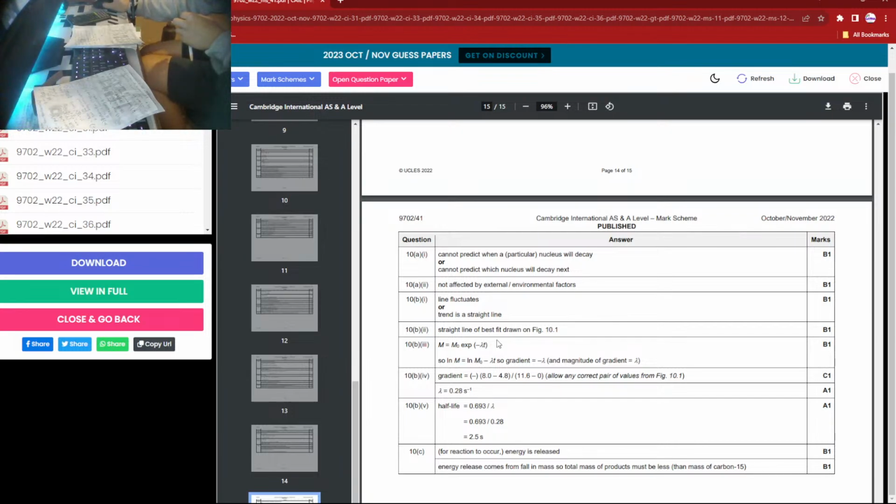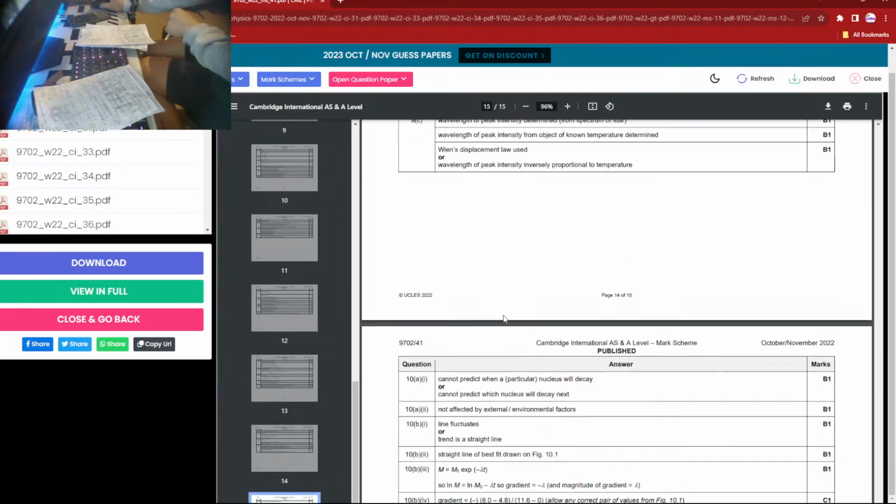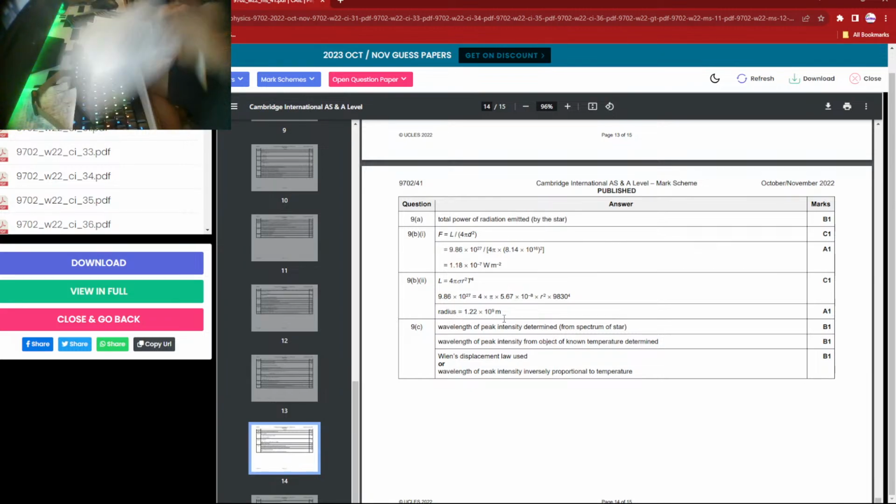Wait. I guess the line fluctuates. Okay. Means that it's random. So not affected by external environmental factors. Okay. Cannot predict when a particular nucleus will decay. Unknown which nucleus will decay. Okay. Cannot predict which nucleus will decay next. Yep. Okay, I did write that down. Okay. Next one.